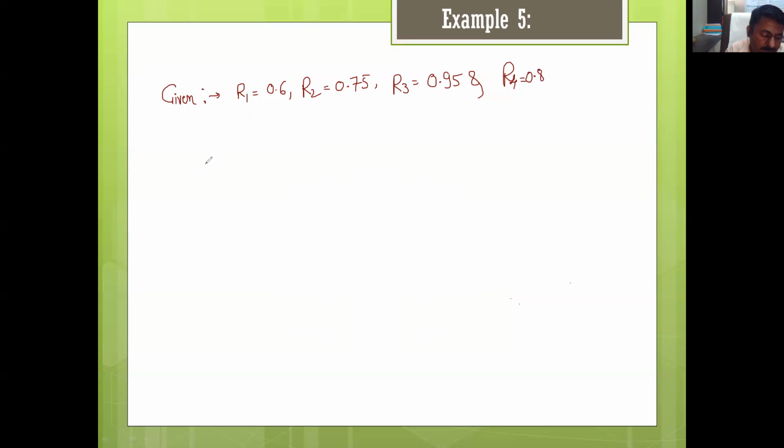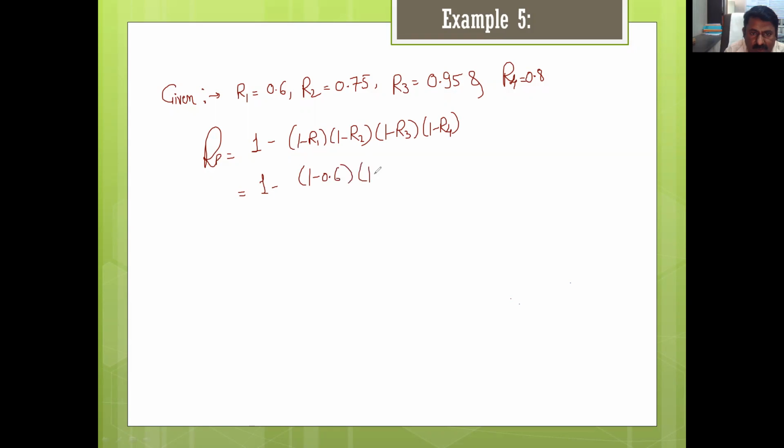Okay, so now in this case you can simply say the reliability of this parallel system is equal to 1 minus, in bracket, 1 minus R1, 1 minus R2, 1 minus R3, 1 minus R4. So here this is 1 minus, I will say, 1 minus 0.6, 1 minus 0.75, then 1 minus 0.95, and next 1 minus 0.8.